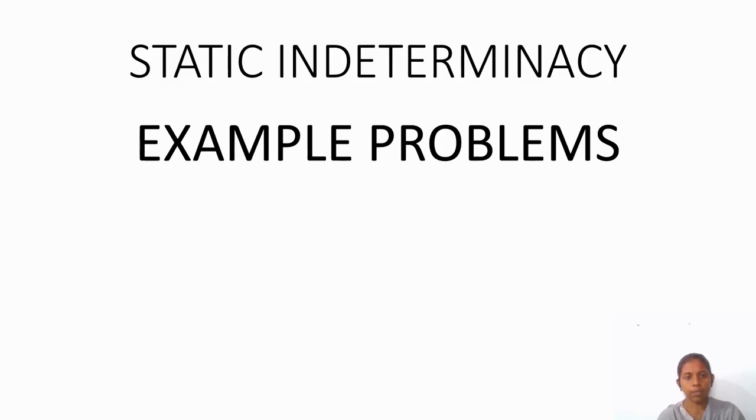In this video lecture, we can see some examples in static indeterminacy. The static indeterminacy we can define as U minus E. The static indeterminacy always counts the number of restraints. What is meant by restraints? The reactions and bending moments. The reactions and bending moments are the restraints.